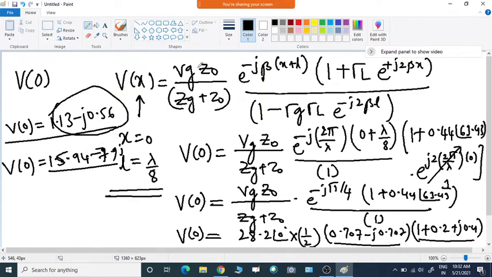Okay, similarly you can find out what is V of lambda by 8. So put x equal to lambda by 8. If you are putting x equal to lambda by 8, correspondingly L will be 0. So you need to take care of that, and here x equal to lambda by 8 you have to put. All other values remain the same, so you can find out what is V of lambda by 8.